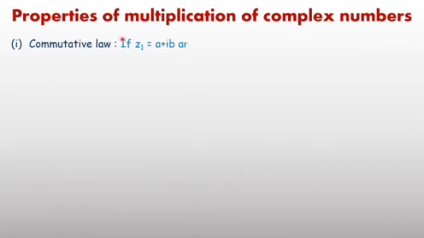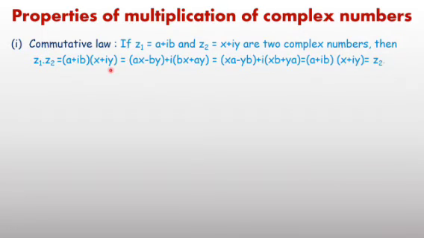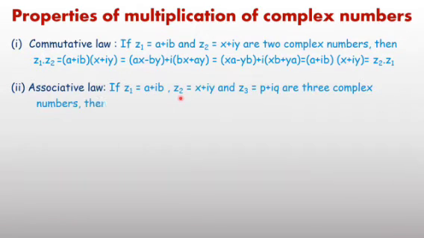Then, for multiplication of complex numbers, commutative law. If you find Z1 into Z2, and also if you calculate Z2 into Z1, in both cases you will get the same result. Means Z1 into Z2 equals Z2 into Z1. Same for associative law. Z1 into Z2 into Z3, it implies first you find Z1 into Z2. Whatever number you are getting, multiply by Z3. The result remains the same if you multiply Z1 with Z2 and Z3.